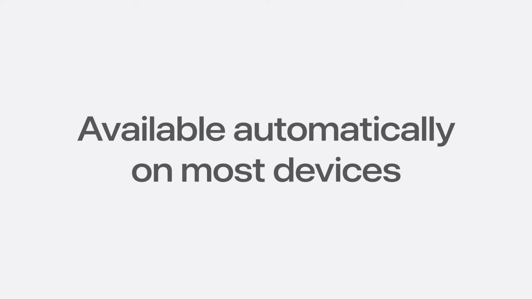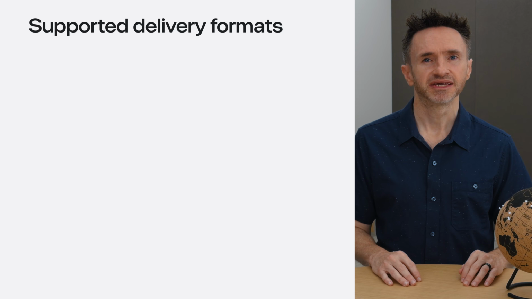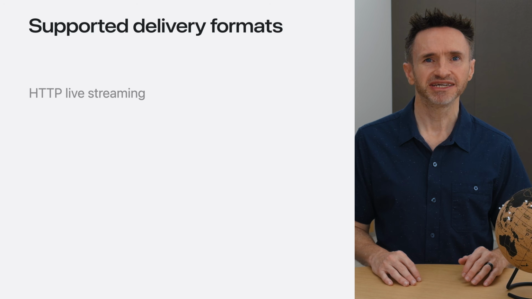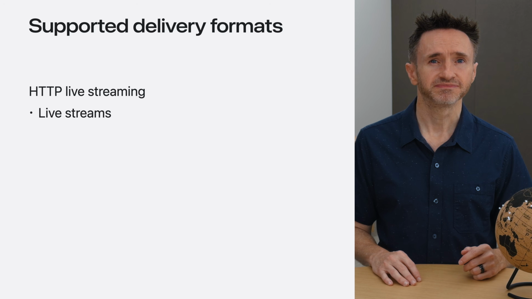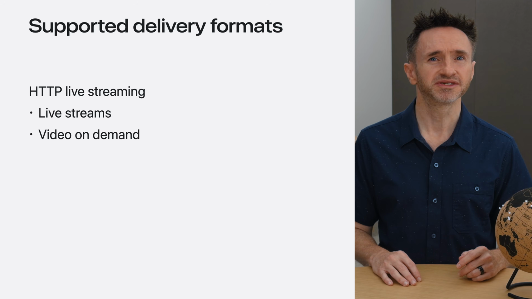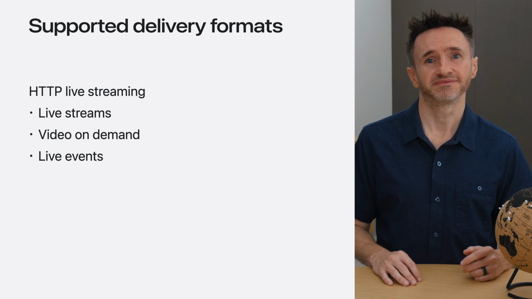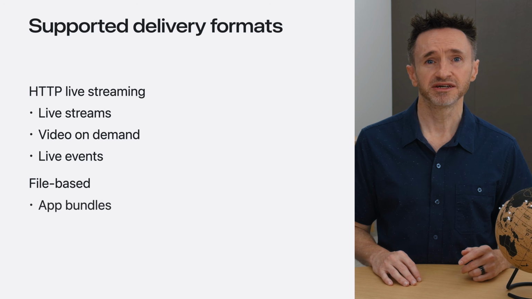The good news is that you don't need to implement anything to turn on generated subtitles. They're available automatically during video playback. Generated subtitles are provided for many playback scenarios. Subtitles can be generated for HTTP live streaming content, including live streams, like TV channels. It also includes video on demand movies and shows, including travel videos, and live events like sports. File-based content is also supported, like app-bundled videos or downloaded media.